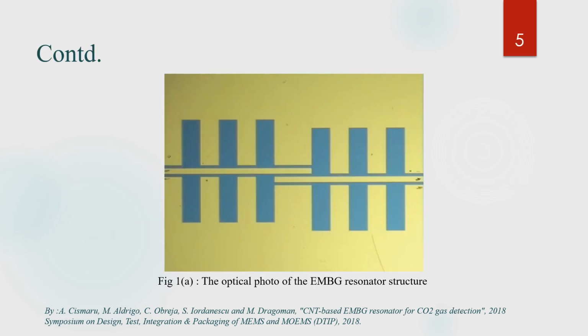So this basically is the structure of the EMBG resonator that we're talking about, and this is the digit width, which was denoted by W in the previous slide, and this is S, which is the distance between two consecutive digits, and this particular region is the defect region of the resonator.